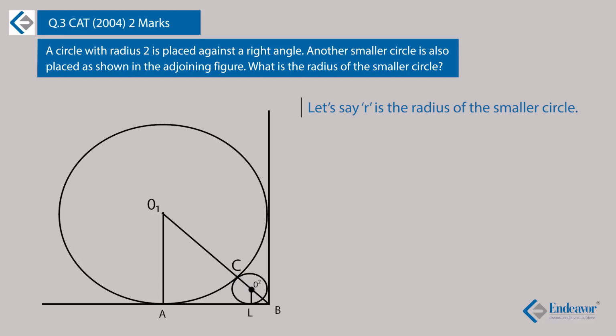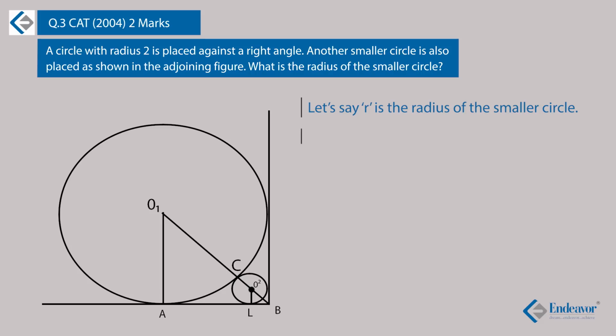Now, also let's name the points. So O1 and O2 are the centers of the circle. A, L, as shown in the figure, are the points on which the perpendiculars are dropped from the center of the circle. So they are also the radiuses, but A and L are also perpendicular on the baseline, and C is the point of intersection of the two circles.